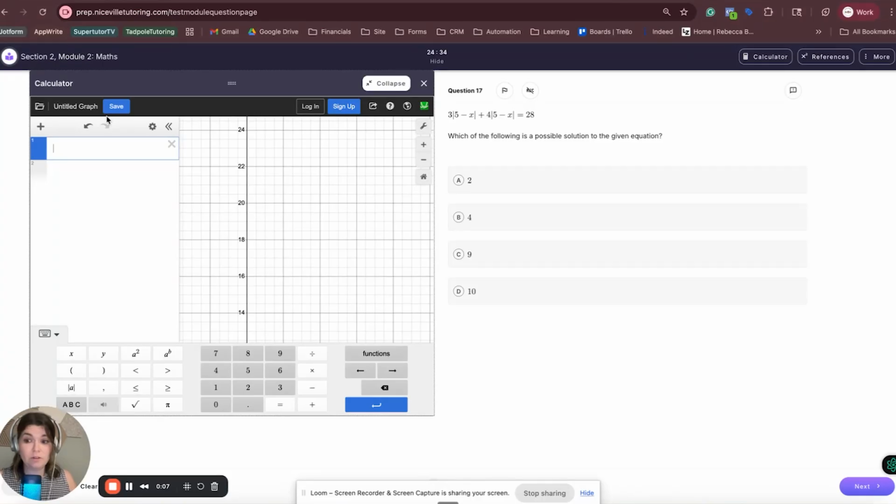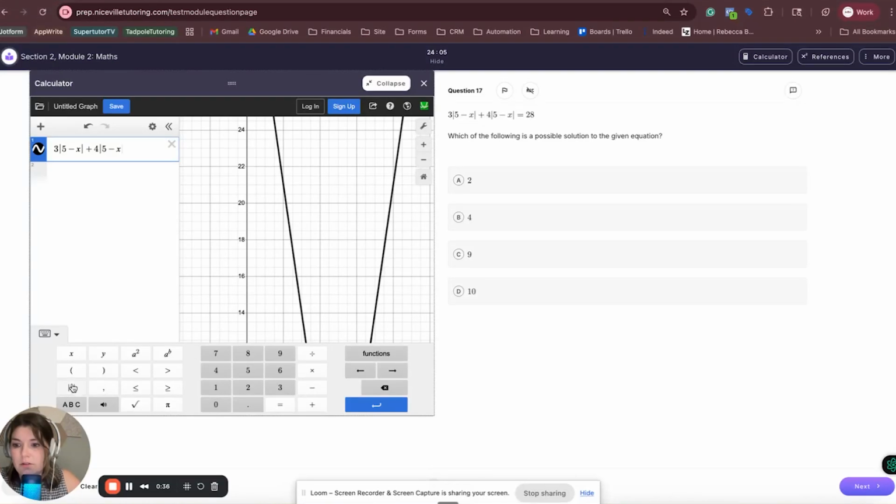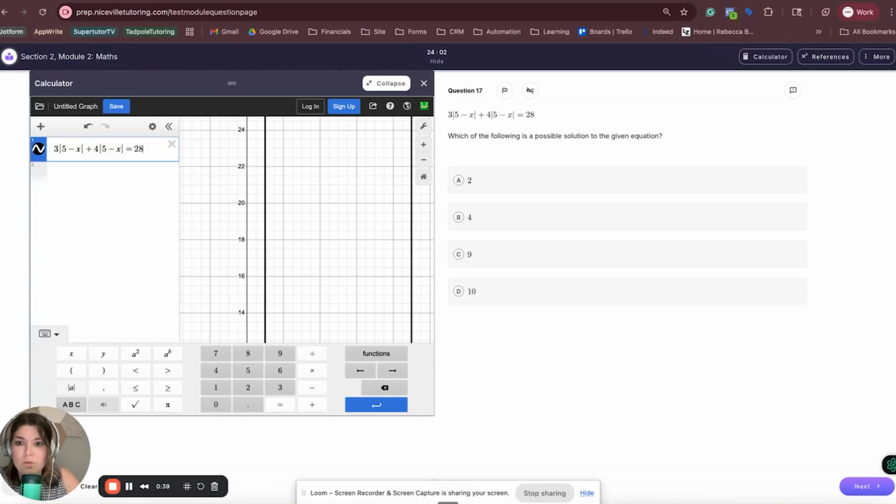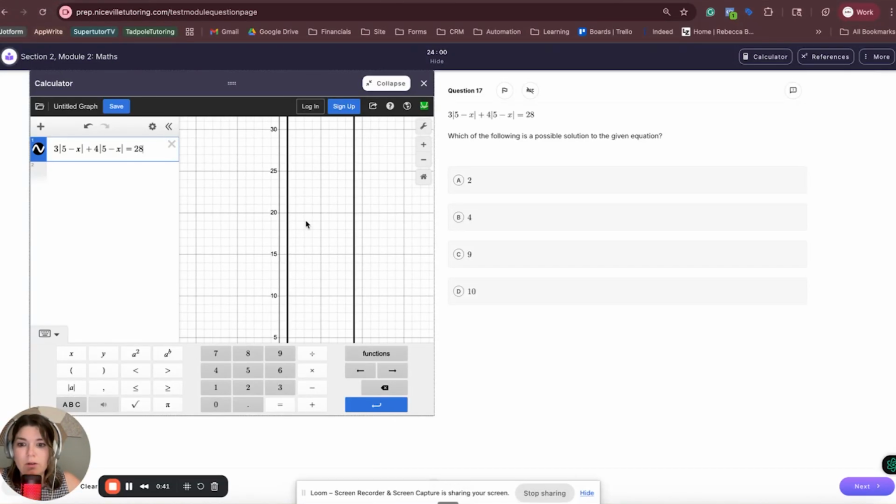So absolute values is a very basic level of what you can solve on Desmos on the SAT. So let's check this one out. You have this complicated absolute value problem, which would be annoying to solve, but all you have to do is just type it in. So you go 3, 5 minus x, and then plus 4, parentheses, 5 minus x equals 28. So let's go ahead and scroll out.